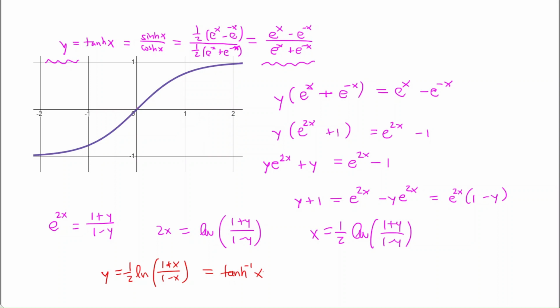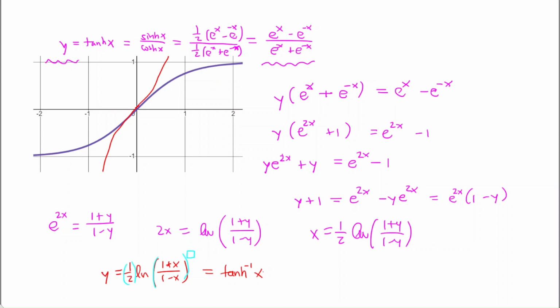If I reflect my graph up here about the diagonal line y equals x, I should expect to get an inverse hyperbolic tangent function, something like this. Now if you want to, I don't really prefer doing this myself, but this 1/2 can be brought in as a power, a 1/2 power, basically a square root inside the logarithm. I don't really like doing that myself, but I've seen it both ways.